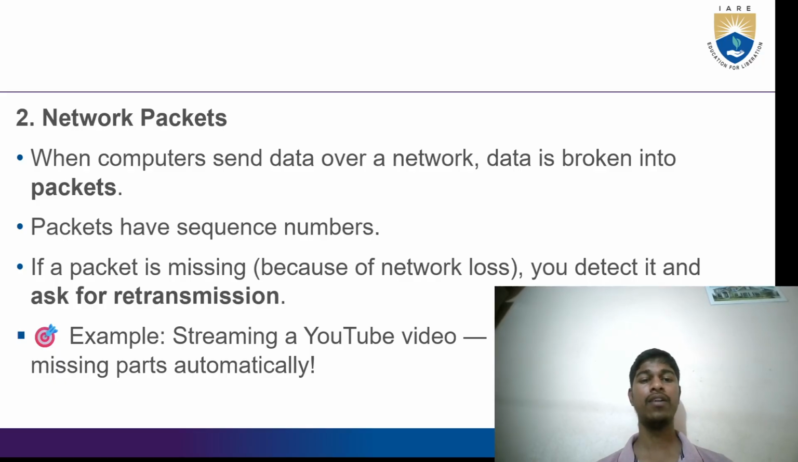Network packets. When computers send data over a network, data is broken into packets. Packets have sequence numbers. If a packet is missing because of network loss, you detect it and ask for retransmission. For example, when streaming a YouTube video, it detects and fixes simple missing parts automatically.